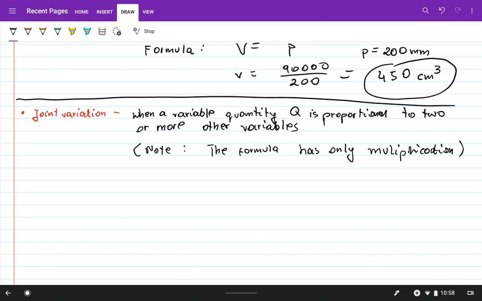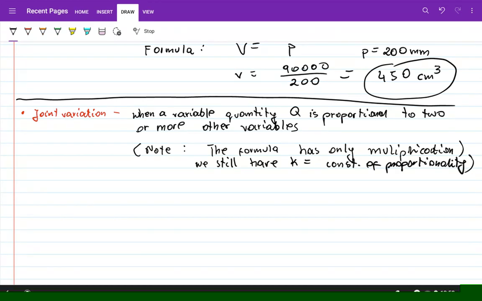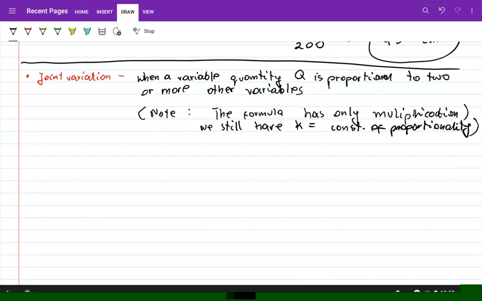And of course, we still have K, which is the constant of proportionality. Okay, so that's one. And combined variation, that's where you can have direct and inverse variation combined together.